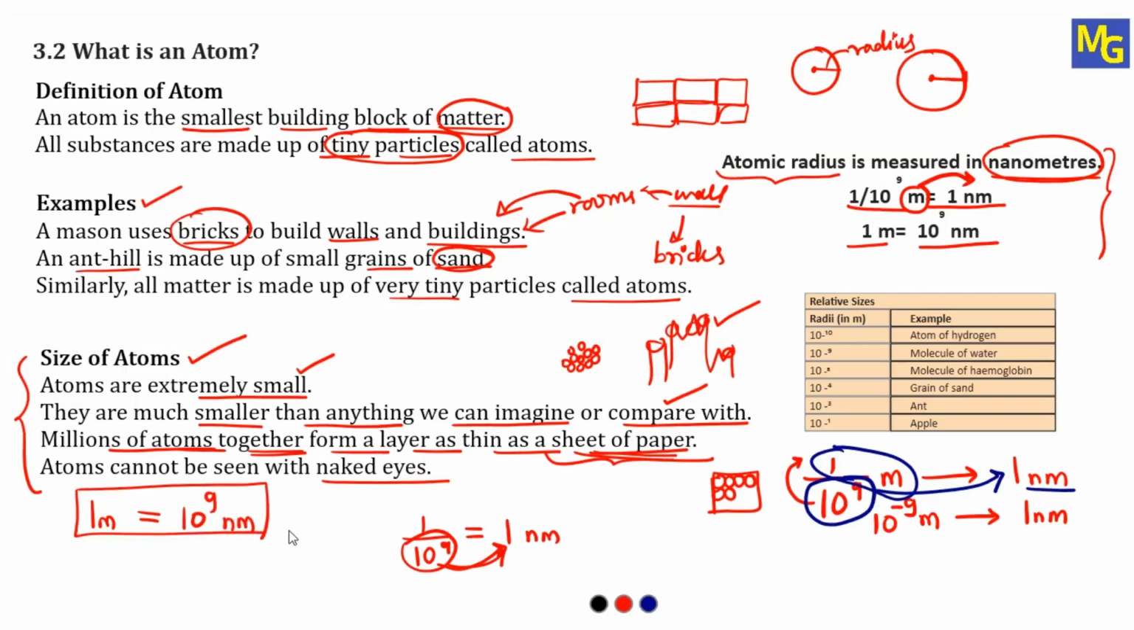Now I hope you will understand. So I'll repeat, 1 divided by 10 raised to 9 meter is nothing but 1 nanometer, or 1 meter is nothing but 10 raised to 9 nanometer.